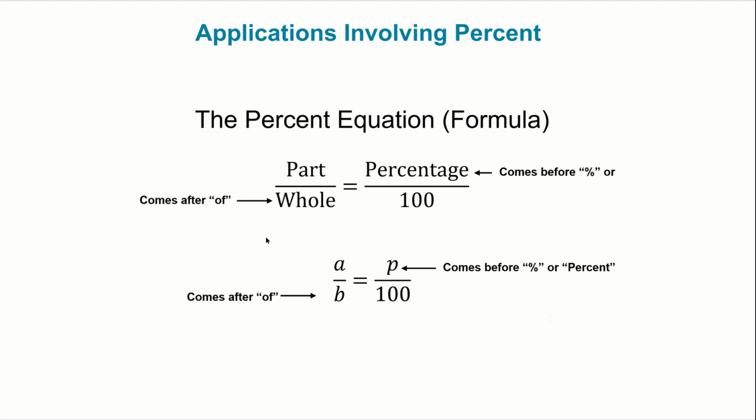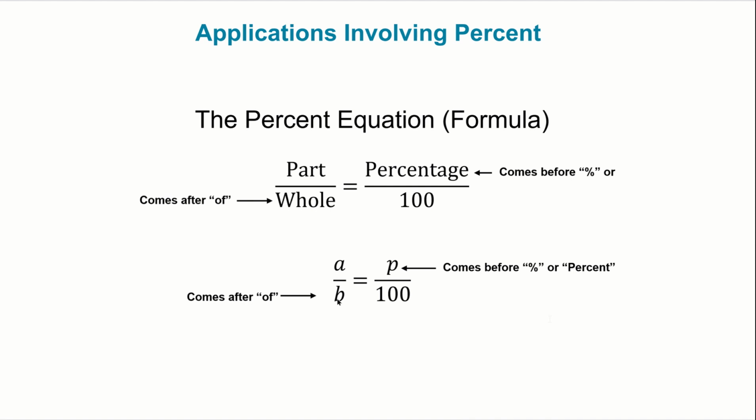With pretty much any type of percent question that we get, we can handle it by using this particular proportion, and that is that part to whole is equal to percentage over 100. So a simpler way of writing that is this, which is the way we're going to use it, and it's in the form A over B equals P over 100.